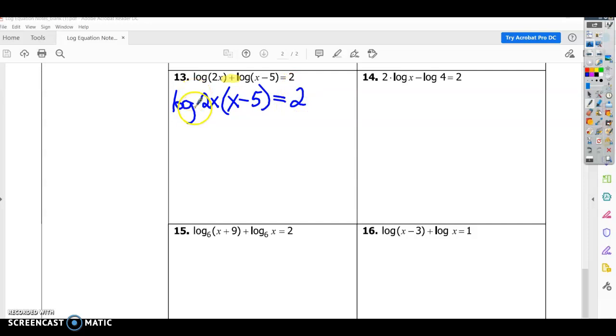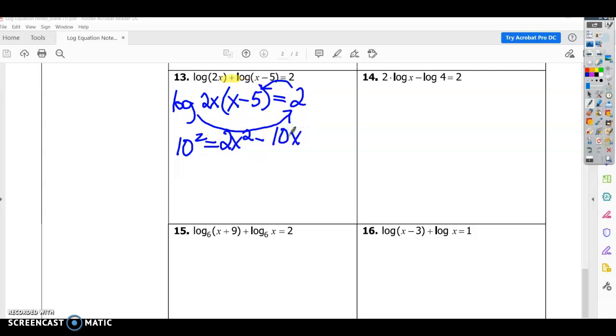All right, also in one of the other videos, you learned that if there is no base, then it is assumed to be a 10. It's a common logarithm, base 10. So we're going to go from here to this power, and then back to here again. So no base means common log, base 10. So 10 squared equals 2x squared minus 10x.